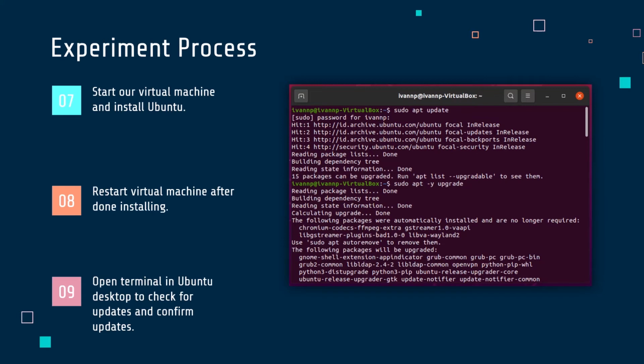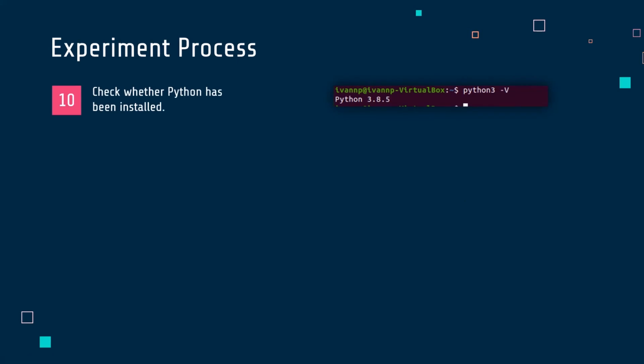In Terminal, we can type sudo apt update to check for updates. And then after finishing checking for updates, we can confirm those updates by typing this command. Once the process is complete, we can check our Python version by typing python3 -V in our terminal.